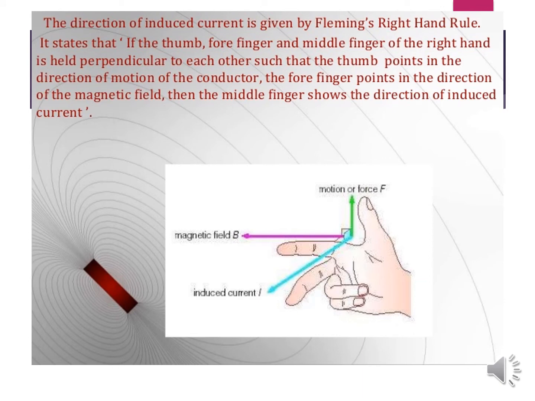The direction of induced current is given by Fleming's right hand rule. It states that if the thumb, forefinger and middle finger of the right hand are held perpendicular to each other such that the thumb points in the direction of motion of the conductor, the forefinger points in the direction of the magnetic field, then the middle finger shows the direction of induced current. You can see the thumb acts as the force, the forefinger acts as the magnetic field, and the middle finger acts as the induced current.